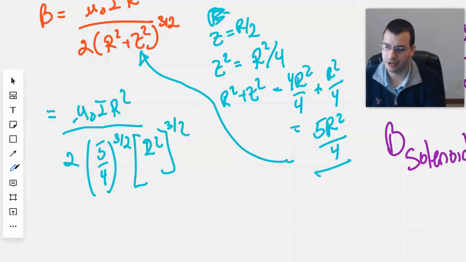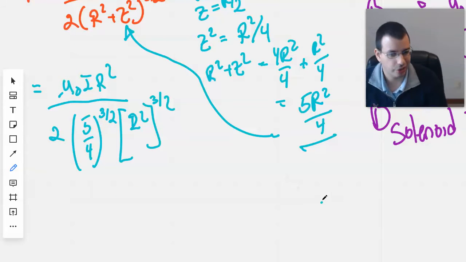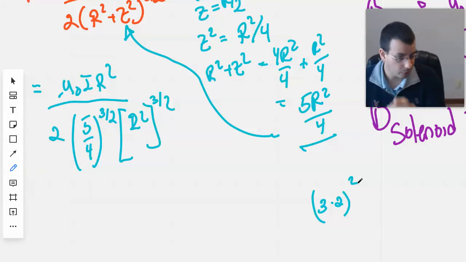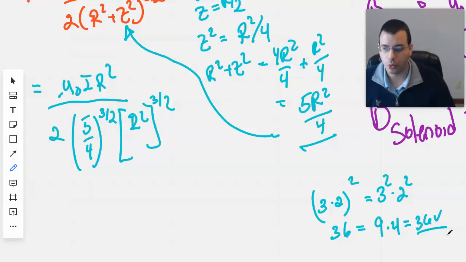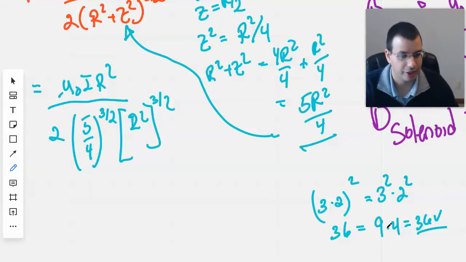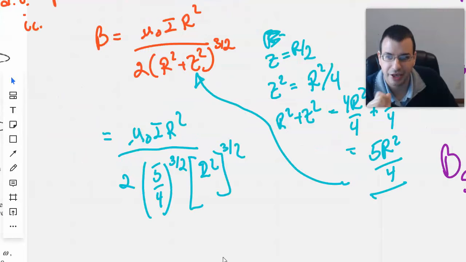If you don't believe me, which is good, I like that questioning attitude, you could look at something like 3 times 2 to the squared, and that should equal 3 squared times 2 squared. So this is 6. 3 times 2 is 6, squared is 36. And that should equal 3 squared, which is 9, times 4, which also equals 36. Now that's not a proof, that's just a one shot in the dark, making sure we're not completely incorrect. So yes, I believe I can do that.